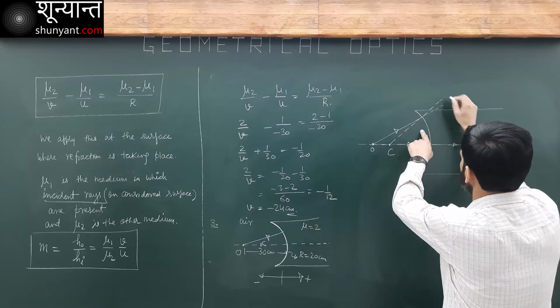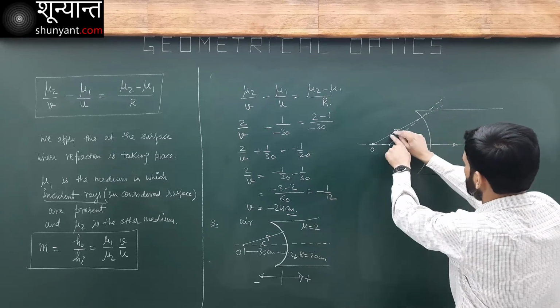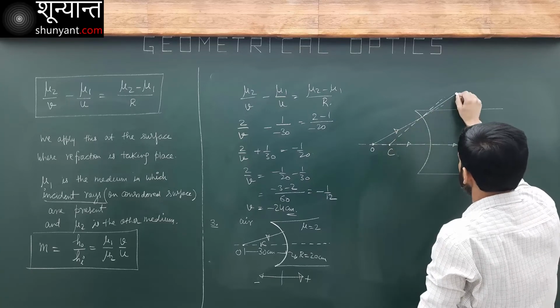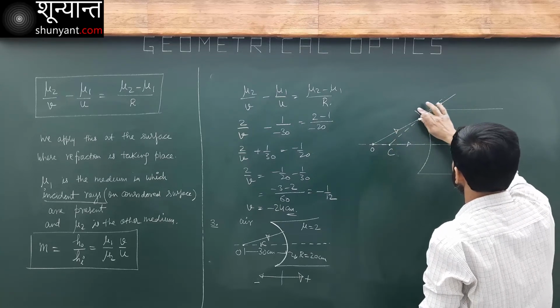This is the denser medium. So this is the incident light. It is going to bend towards the normal here. That's how it is bent.